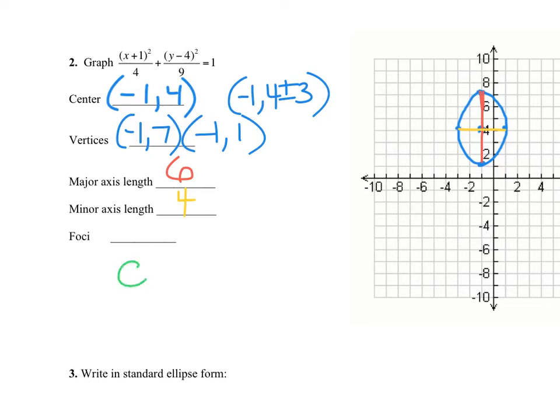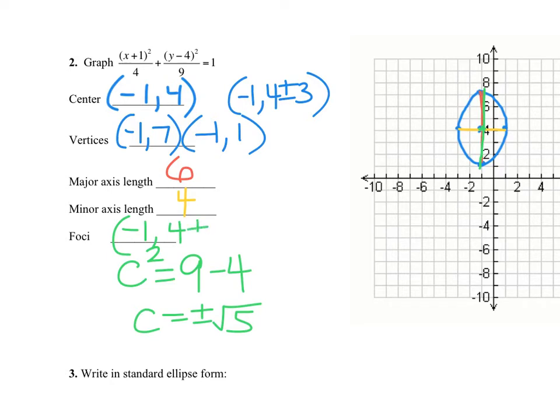So foci are going to be c squared equals big number minus small number. A squared minus b squared or b squared minus a squared, doesn't matter, just the big number minus the small number. So c would then be plus or minus rad 5. Now, yes, that's an ugly number, that's okay. The foci are going to be from the center a distance of rad 5 up and rad 5 down. Here's how you write that. You take the center, you take 4, and you're going to add and subtract rad 5.